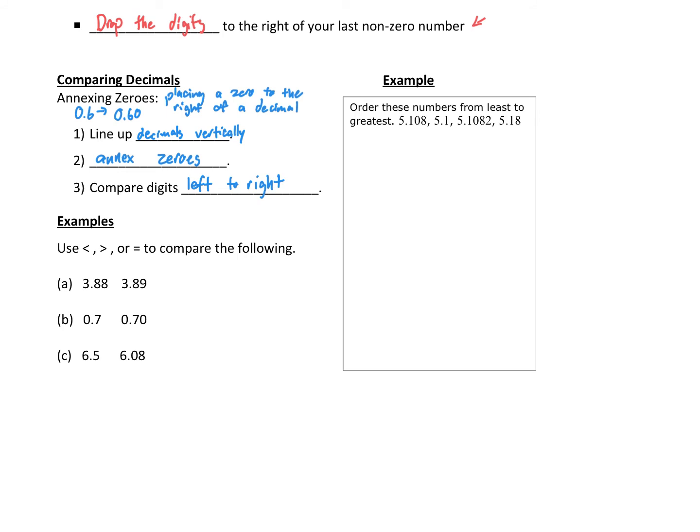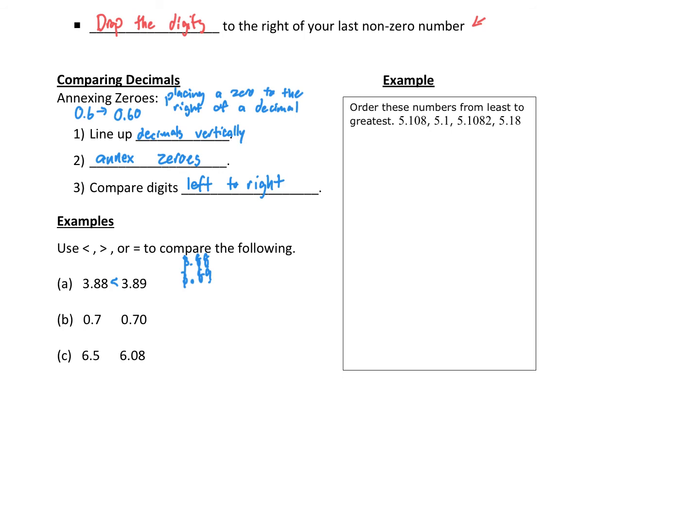Okay, so let's look at these examples here. Example A. 3 88/100. We're going to line up the decimals vertically. 3 89/100. We don't have to annex any zeros. We look left to right. The 3's are the same. The 8's are the same. 9 is bigger than 8. So our Pac-Man or alligator wants to eat the bigger one. 3 88/100 is less than 3 89/100.